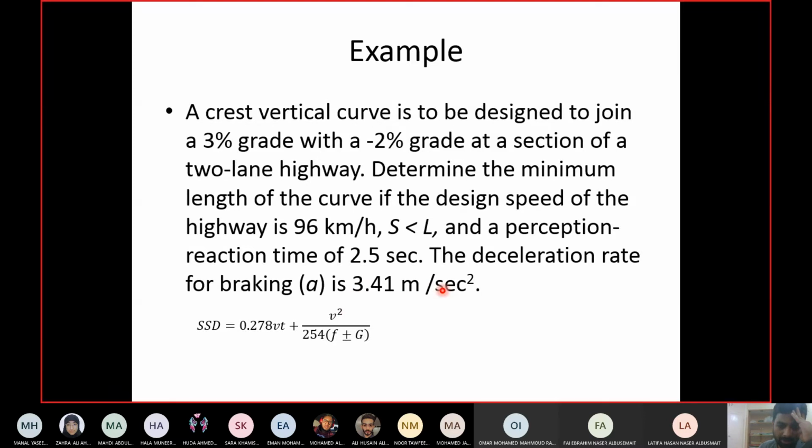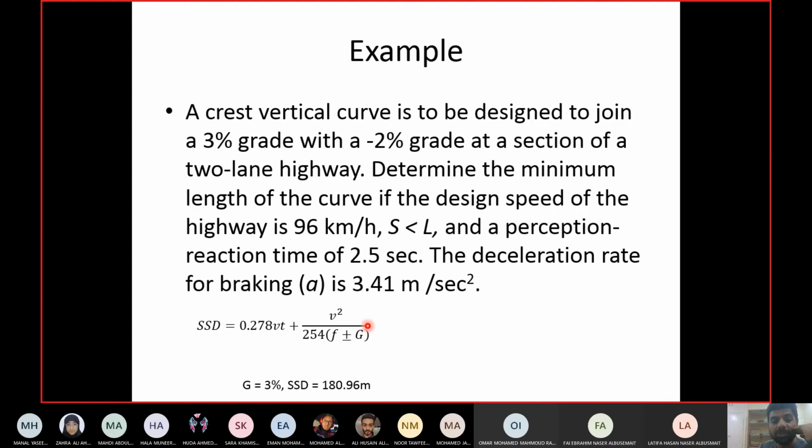Now, since for calculating length I need the sight distance, first of all I will calculate the sight distance. V is 96 kilometers per hour. T is the reaction time, 2.5 seconds. And where will I put this 3.41? 3.41 is a. There is no a here, but we have f. So f equals a upon g, where a is the deceleration rate and g is gravity, 9.81. So instead of f you will put 3.41 upon 9.81, which gives 0.35, the one we have been using from chapter 3 onwards. So f will be 0.35.